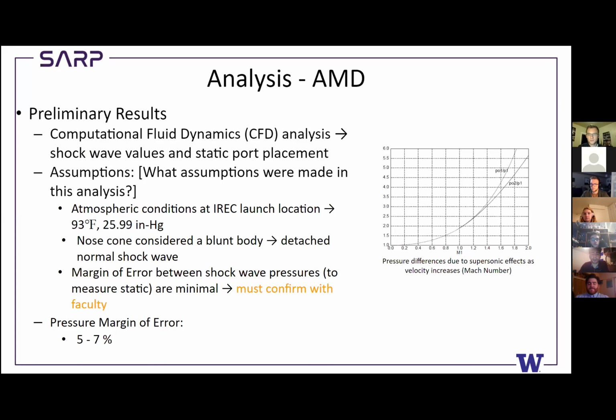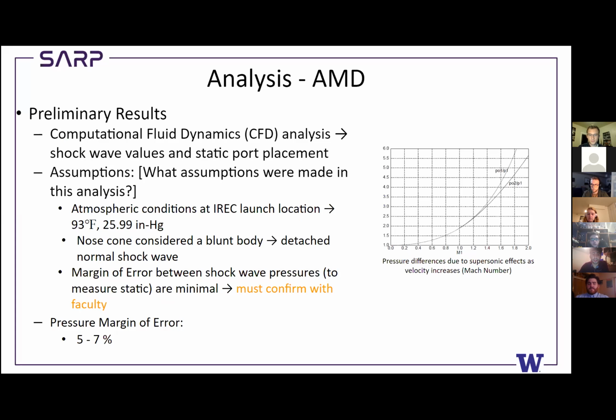All right, so starting off, to do any of these analyses for the pitot tube, shock waves, all this, it's pretty difficult to do by hand, considering the geometry of the nose cone and the AMD. And so we will require the use of computational fluid dynamics, CFD. This is just to determine exact shockwave values and where the static port is going to be placed.